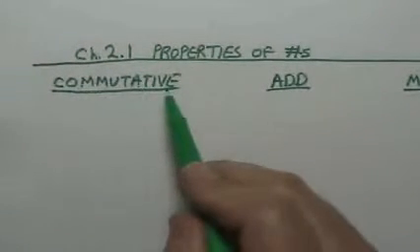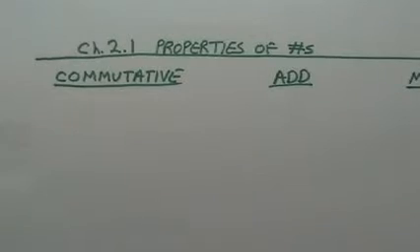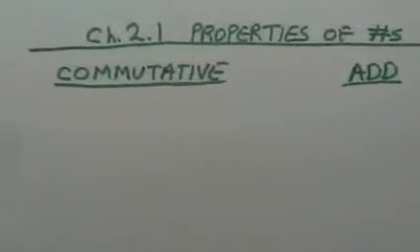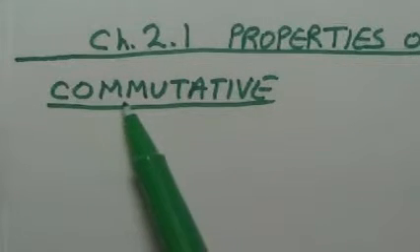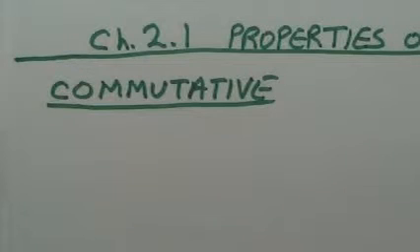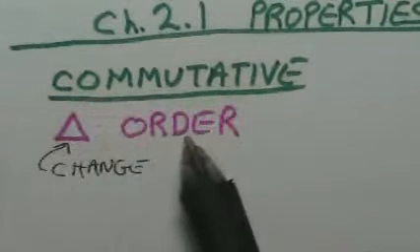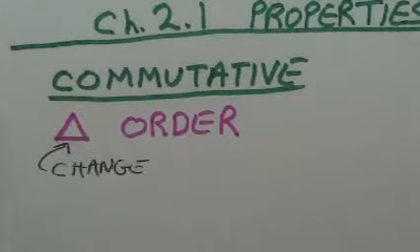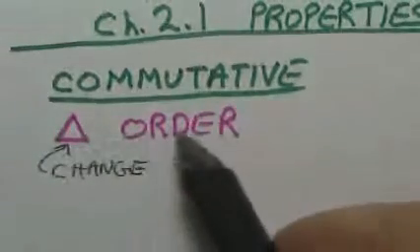So our first word is commutative. That is our first property, commutative, and we have commutative addition and multiplication. So let me zoom in on that so you can see that. C-O-M-M-U-T-A-T-I-V-E. Commutative. Commutative means to change order. This triangle right here, we use it a lot in science, and it means to change. So change order.